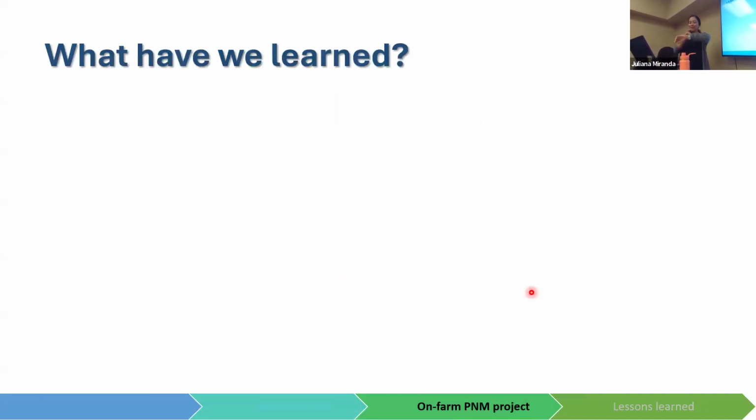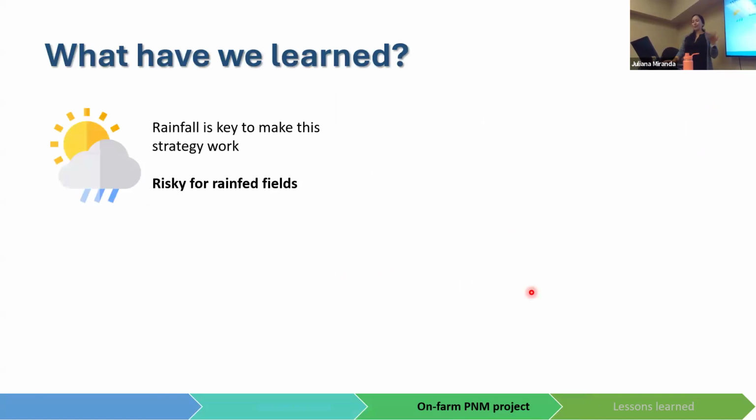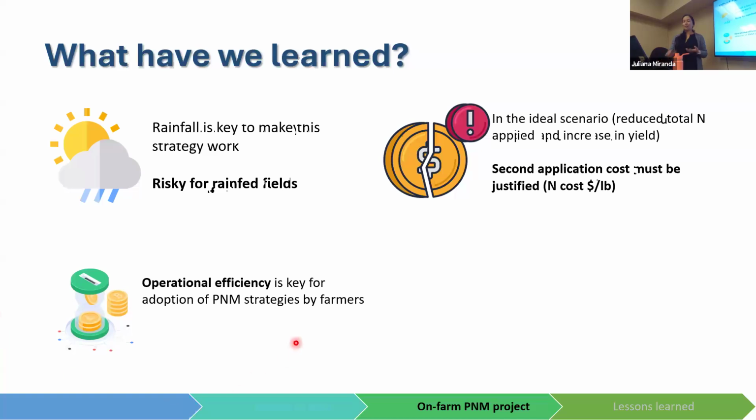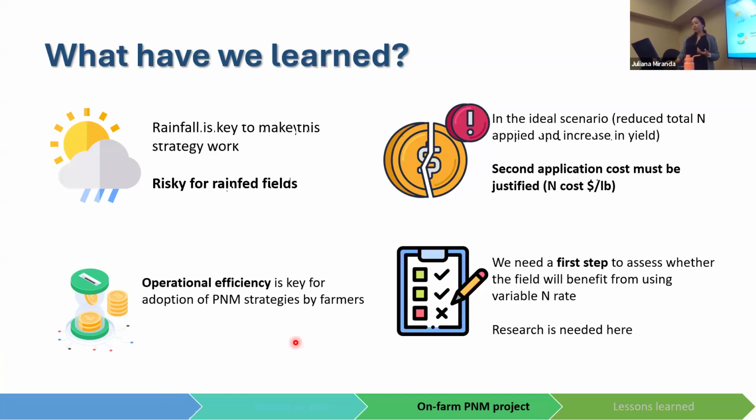So overall, the lessons learned are, first, the rainfall is key to make this strategy work, so it's risky for rain-fed fields. The money, that's important too. Second, application cost must be justified. Operational efficiency is key. It's super important for farmers to use the new strategies. And it is important to do more research, I think, to find ways to know whether a field can benefit or not from using variable nitrogen rate.